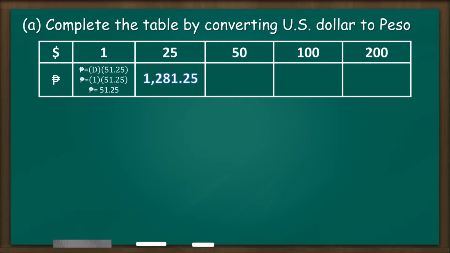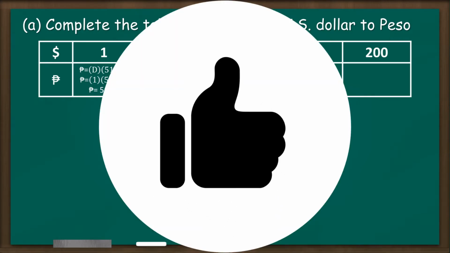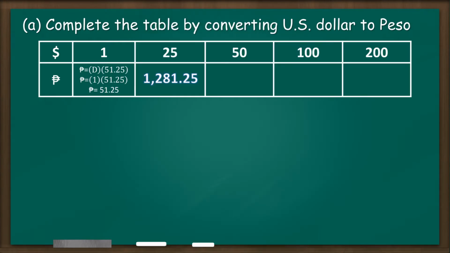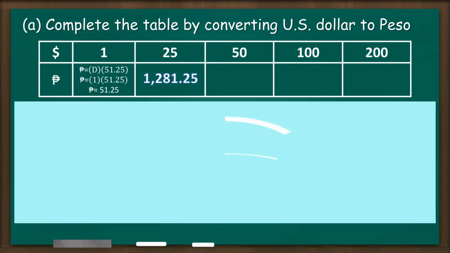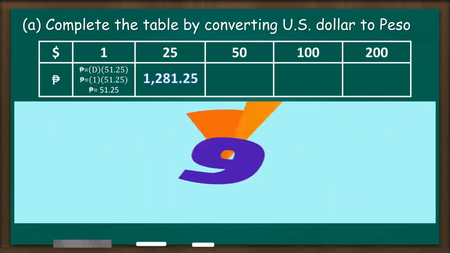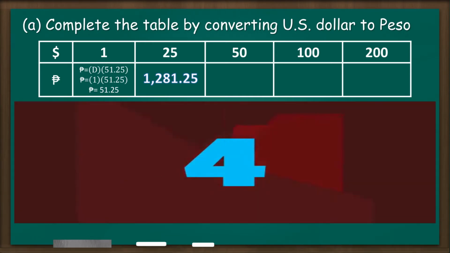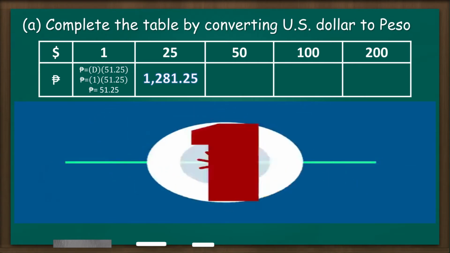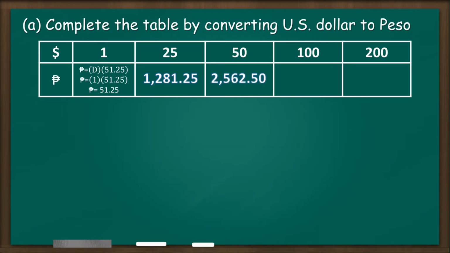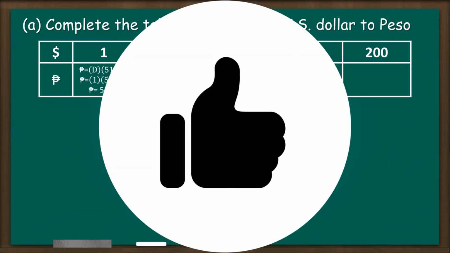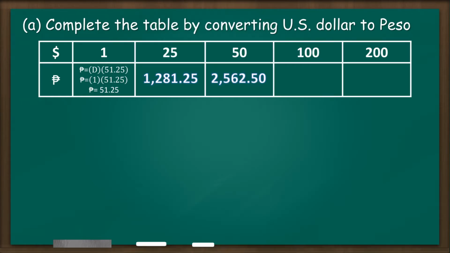If your answer is 1,281 pesos and 25 cents, you are correct. Convert $50 to Philippine peso. 10 seconds starts now. If your answer is 2,562 pesos and 50 cents, you are correct. Convert $100 to Philippine peso. 10 seconds starts now.